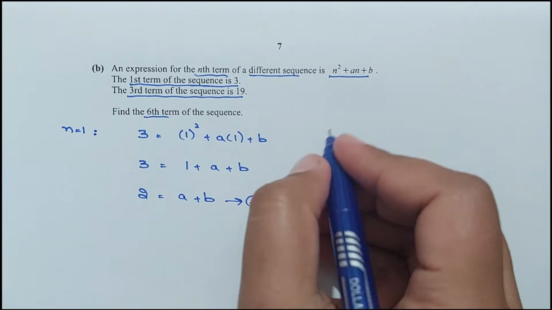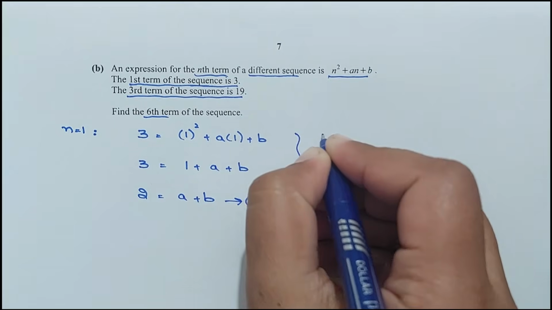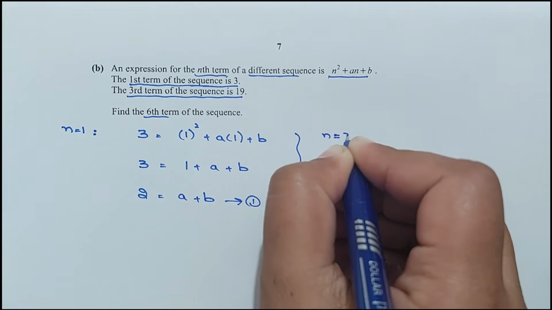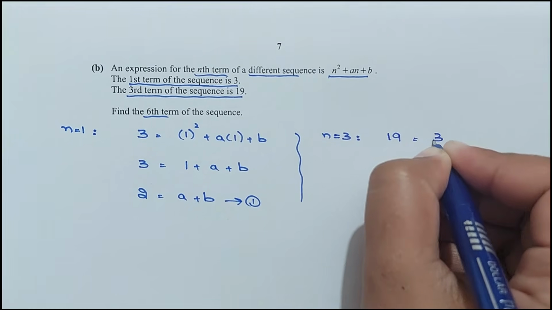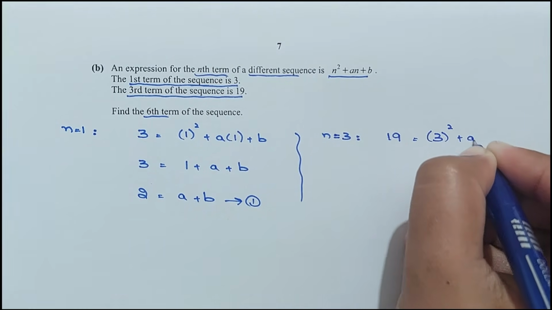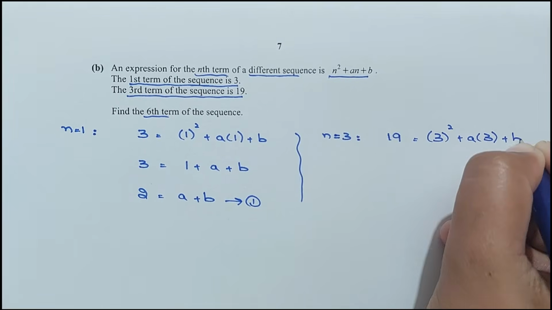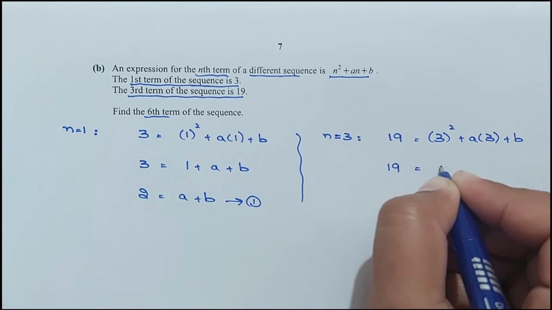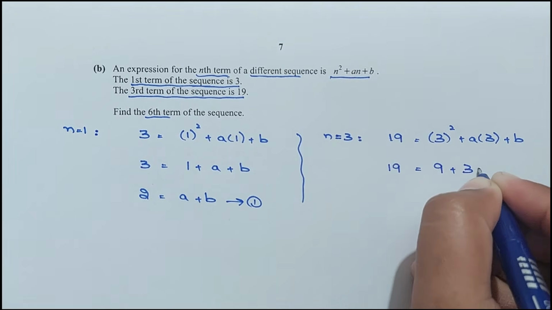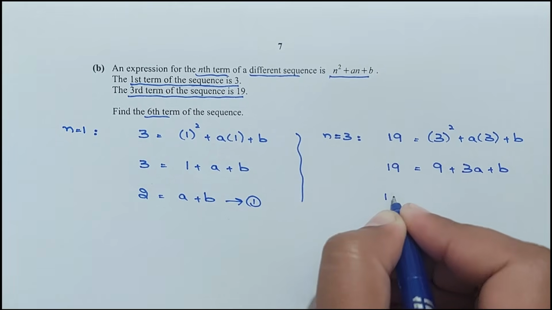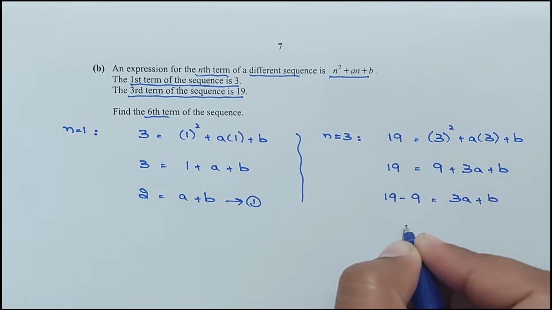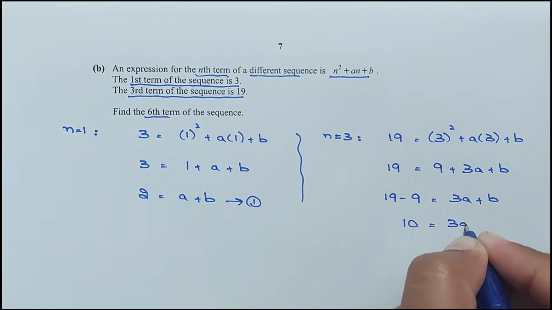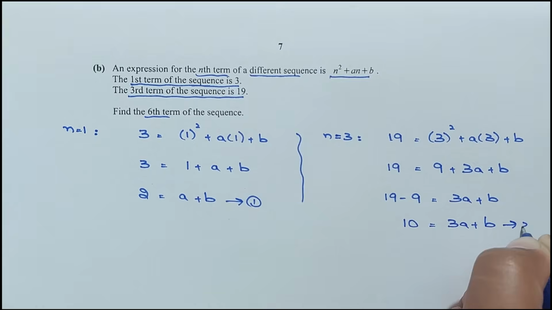Okay, the next information we have given, when n equals 3, the term is 19, and this would be equal to 3 square plus a into 3 plus b. So 19 equals 3 square is 9 plus 3a plus b. 19 minus 9 equals 3a plus b. So this would be 10 equals 3a plus b. This is my second equation. Let me solve for a and b.